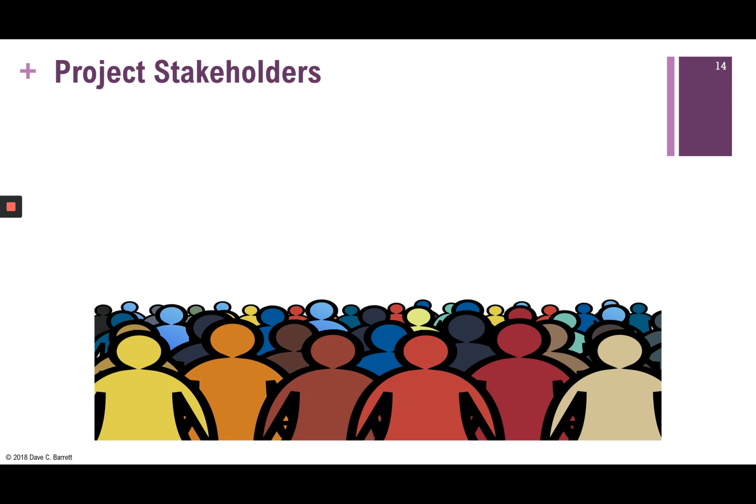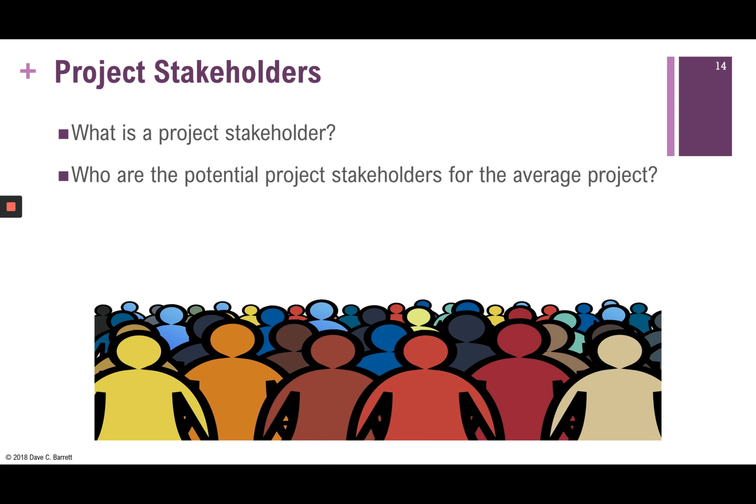Project stakeholders is another key concept that we are going to introduce here, and we will talk more about these in a future chapter. A project stakeholder is anyone who is involved or is affected by the project in any way. So it doesn't have to be just team members. It is many, many others. Who are the potential project stakeholders for an average project? Well, there are many. There's the project manager, the project team members, customers, clients, even competitors.